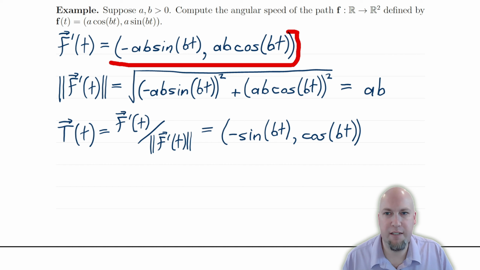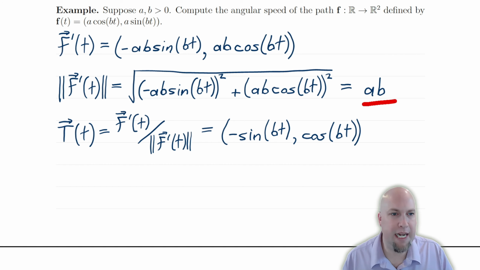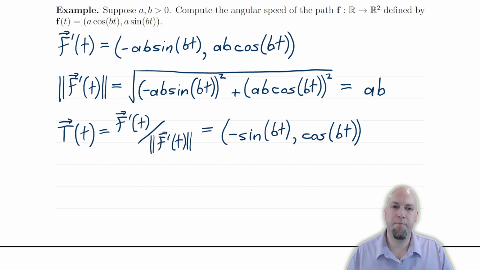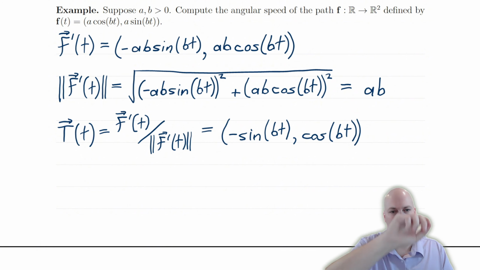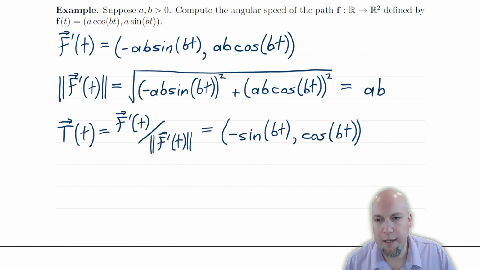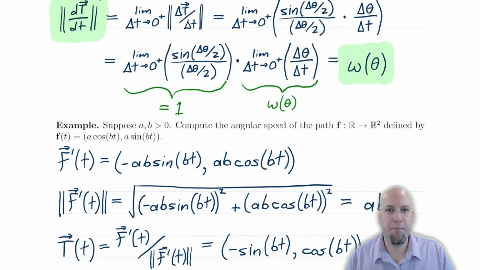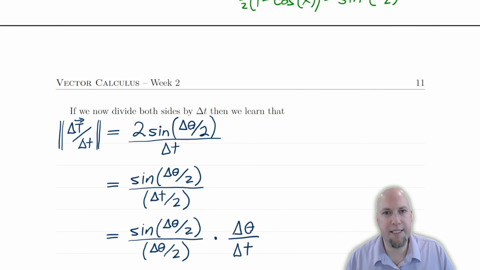So it's just the velocity vector up here, but divided by ab, and these ab's out in front are just going to go away, and you're just left with negative sine bt, cos bt. So this vector is pointing in the direction of the particle as it moves around the circle, but always has length 1. Next up, how do we compute the angular speed once we've got the unit tangent vector?